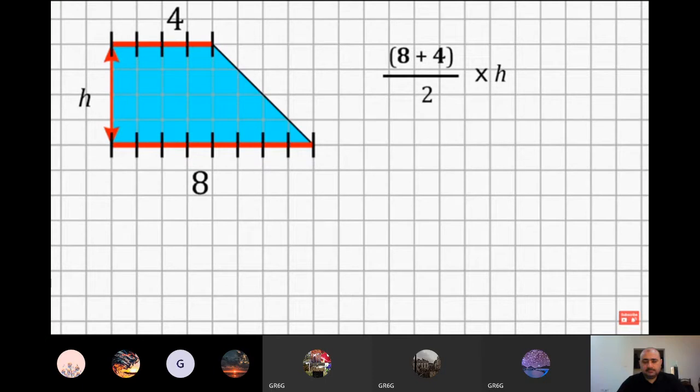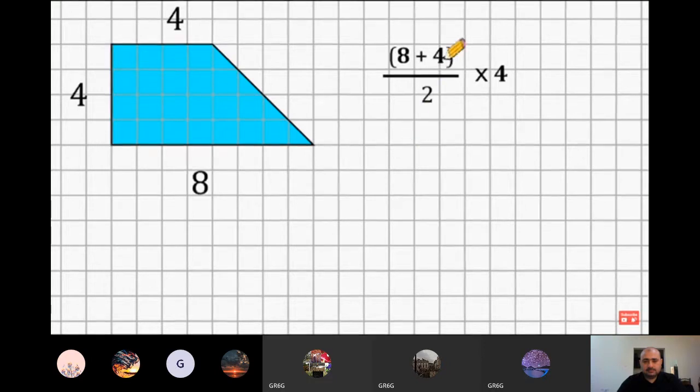Next, let's determine what the height of this trapezoid is. So from the bottom to the top, this side has a distance of 4. So let's go ahead and substitute h with the value of 4. All right, now we have all of the values necessary to figure out what the area is of this right trapezoid.